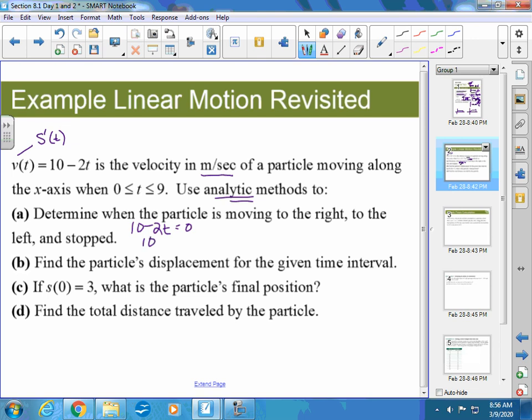I would add the 2t to both sides. A little bit of algebra here. At a time of 5, it is stopped. That's what I just found. When I set the velocity equal to 0, it's saying where is the slope 0 of the original function? And that tells me when the object stopped or changed directions, because in order to change directions, it has to stop.